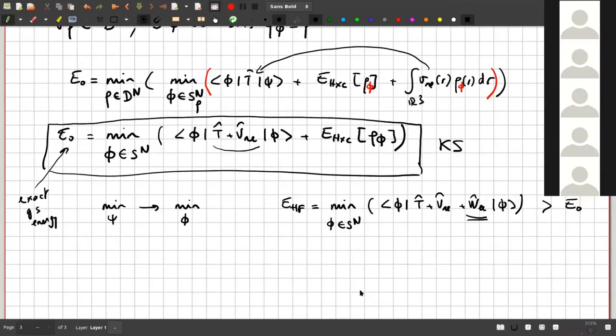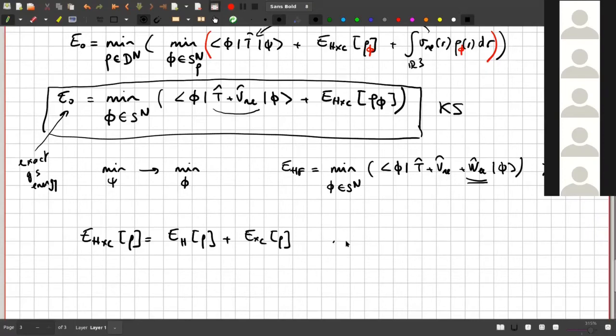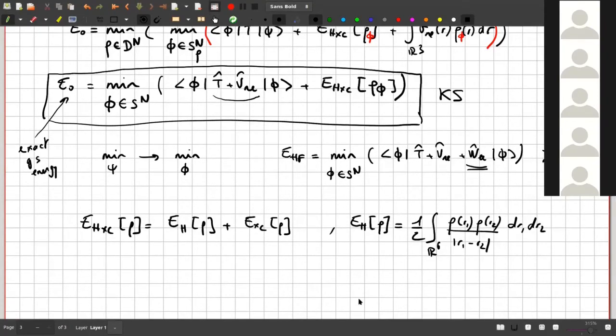Now, let me talk about the Hartree exchange correlation functional. So this functional will again be decomposed into different parts. We will have the Hartree part and the exchange correlation part. The Hartree functional is defined as follows: 1/2 integral of the density at R1, the density at R2, divided by the Coulomb interaction, and integrated over R1 and R2. So this is an integration in R6, if you want. And this expression corresponds to the classical Coulombic repulsion of the charge distribution rho.